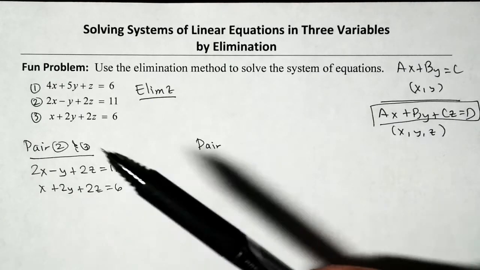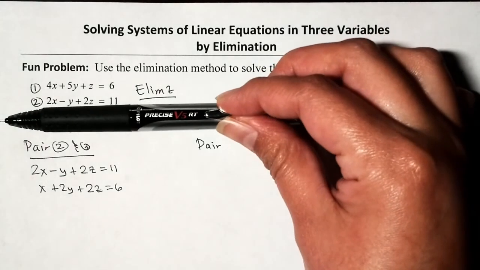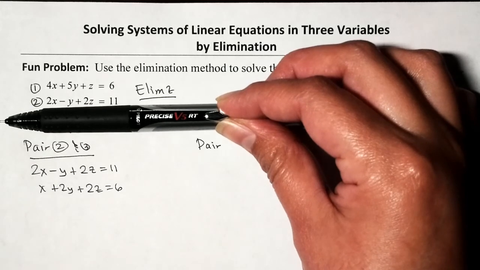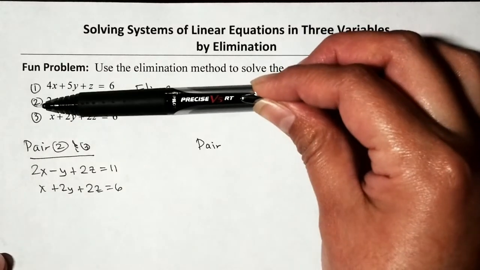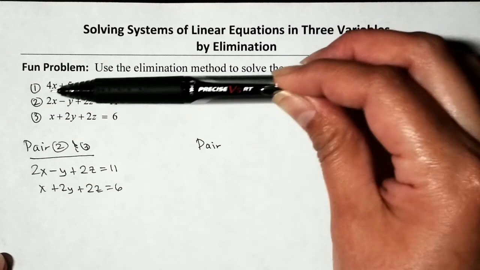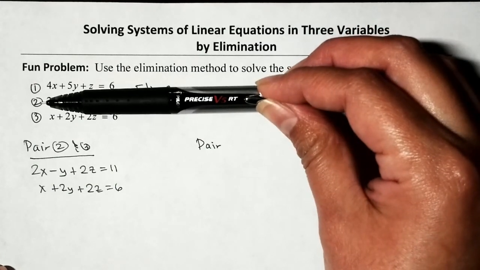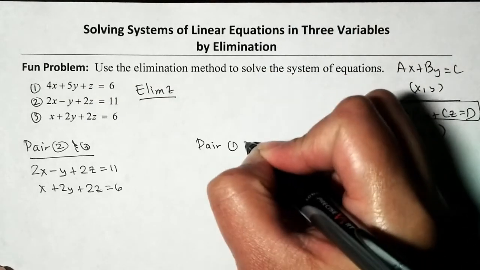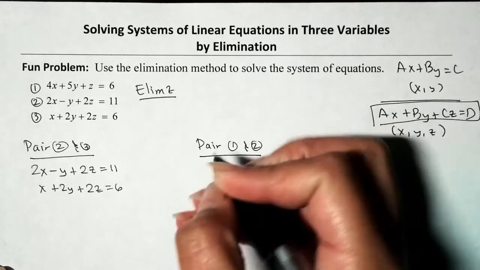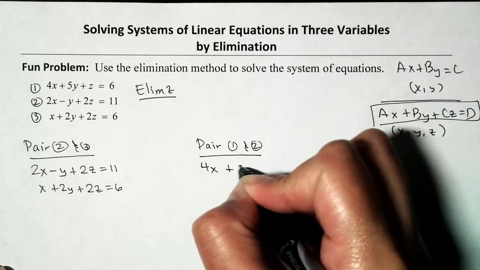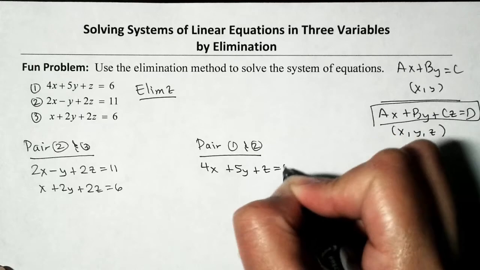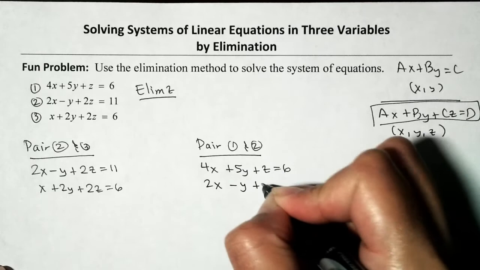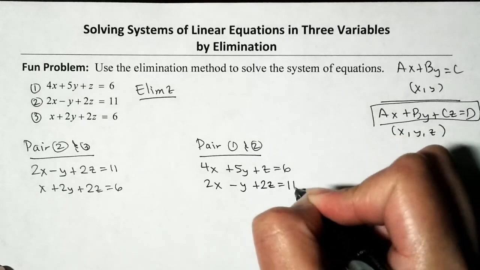I'm going to pair with equation 2 for the simple fact that they're neighbors, and it will minimize the likelihood of me not copying it over correctly. But if you're like, no, this third one catches my eye because the numbers look a little bit smaller, then go for it. But we don't have time to do it all the different ways. So let me write pair 1 and 2. And that will give us 4x plus 5y plus z equals 6. And then equation 2 reads 2x minus y plus 2z equals 11.